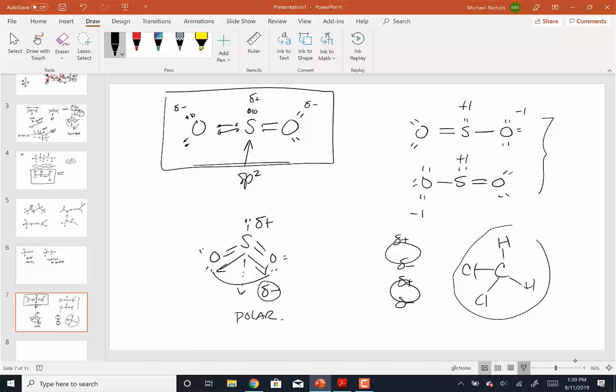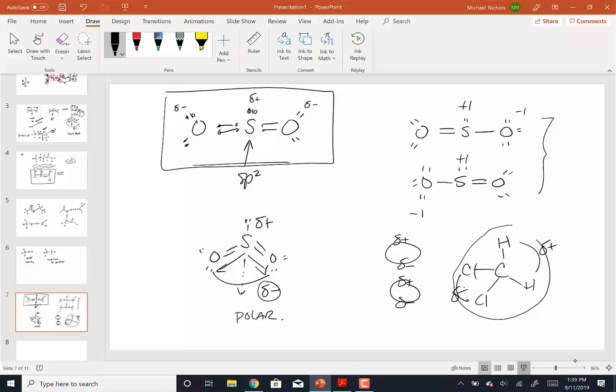And carbon tetrachloride is nonpolar. Dichloromethane would actually be considered polar, with the delta minus part over here, and then the hydrogens over here with the delta plus.